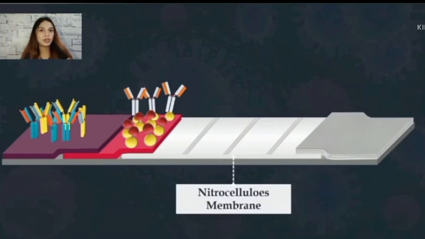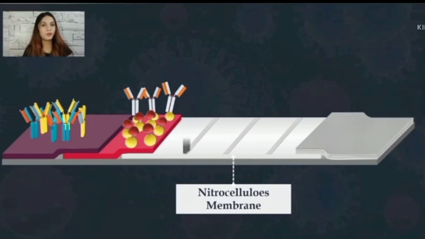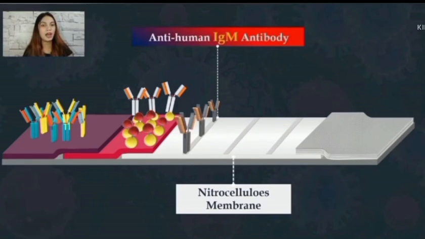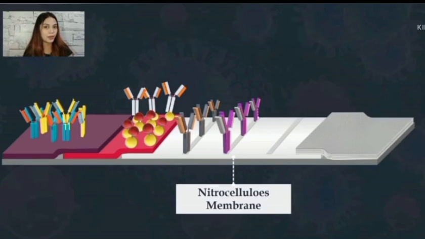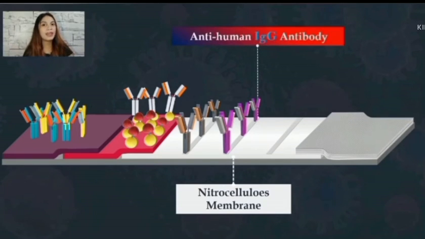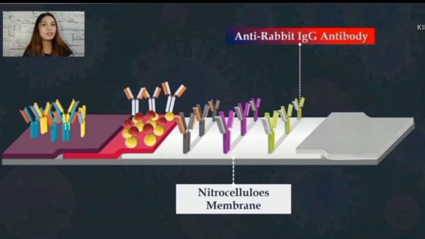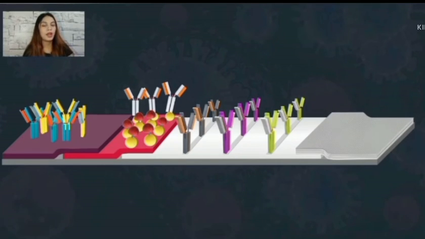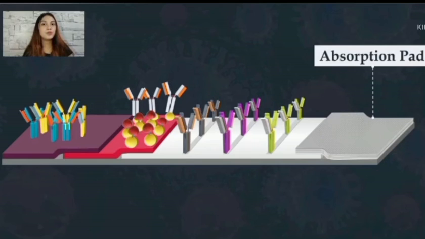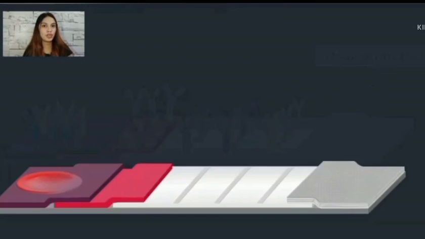The test strip also contains a nitrocellulose membrane with 3 lines. First line coated with anti-human IgM antibodies, second line coated with anti-human IgG antibodies, and the third line coated with anti-rabbit IgG antibodies. In addition, an absorption pad is used in the test strip to move the sample across the test. The sample migrates laterally across the membrane by capillary action.